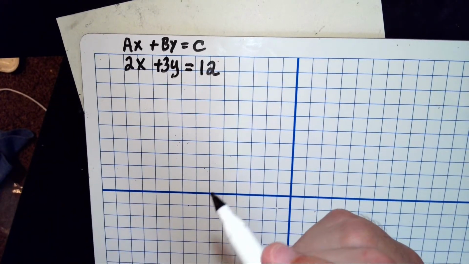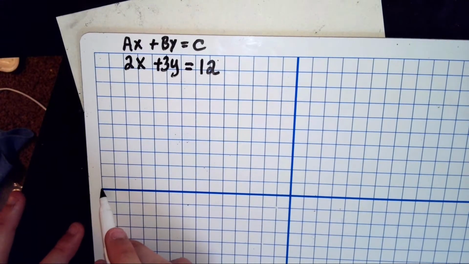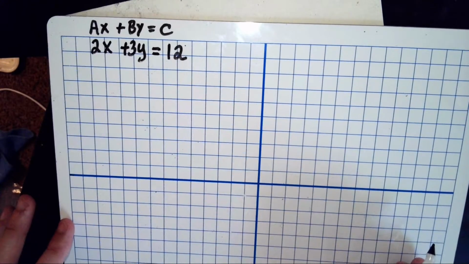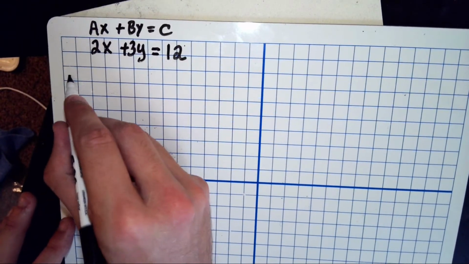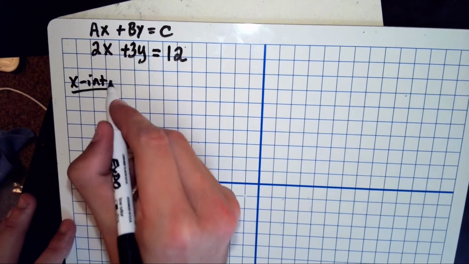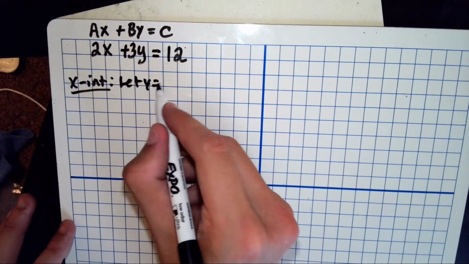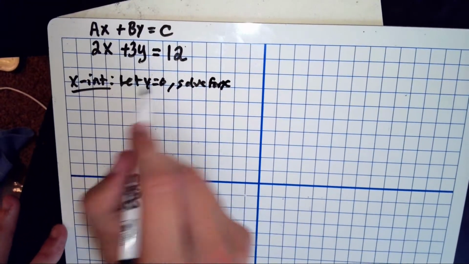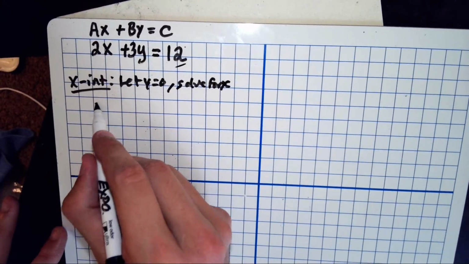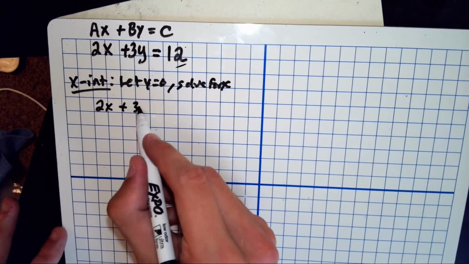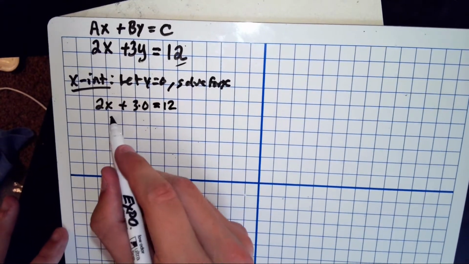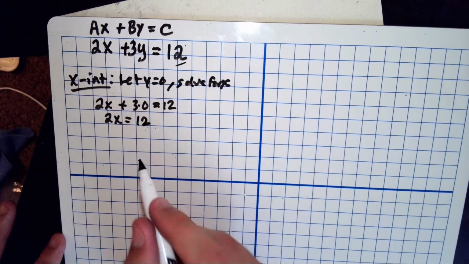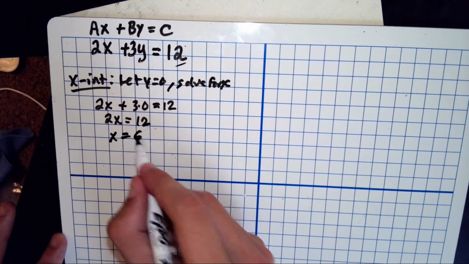So first, to find the x-intercept, to find out where this line crosses the x-axis, we want to let y equal 0. So x-intercepts: let y equal 0, solve for x. In this equation, if we let y equal 0, we get 2x plus 3 times 0 is 12, or in other words, 2x equals 12. And then solving for x by dividing by 2 gives us x equals 6.